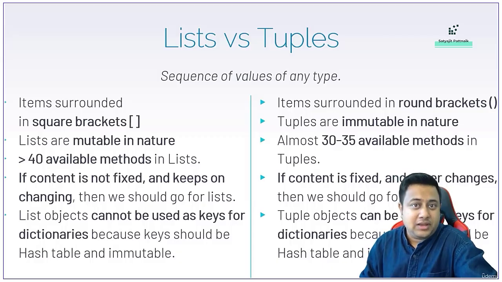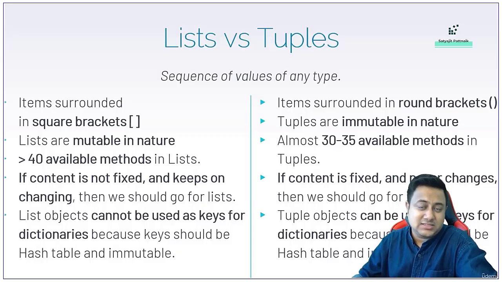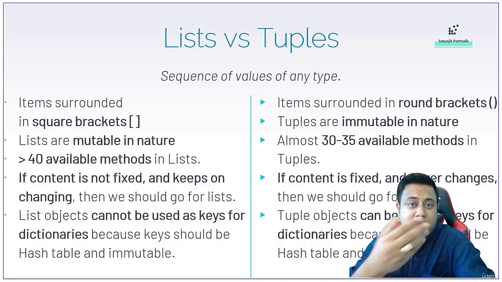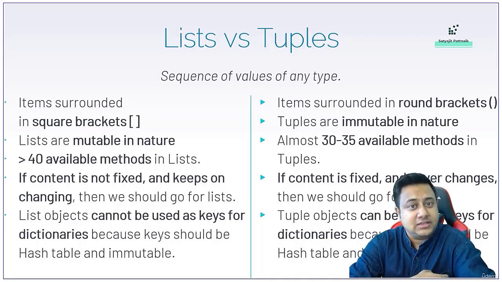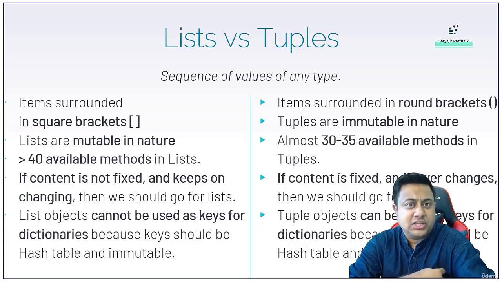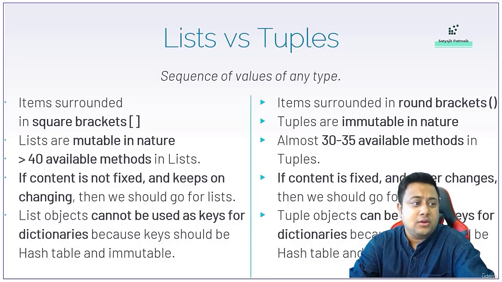Lists are mutable in nature, which means you can access the elements and you can change them. For an example, you are storing the customer information in a list. Tomorrow you have to change your age, you have to change your salary. So your customer information should be a list. Let's say you are storing information like passport details, PAN card details. Those kinds of things should be a part of a tuple, which cannot be changed.